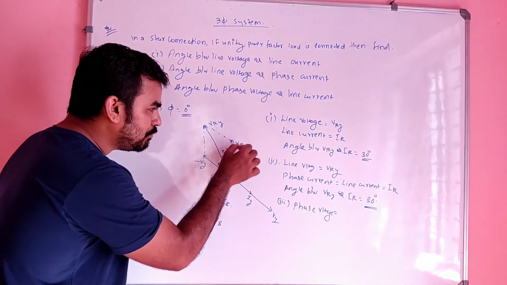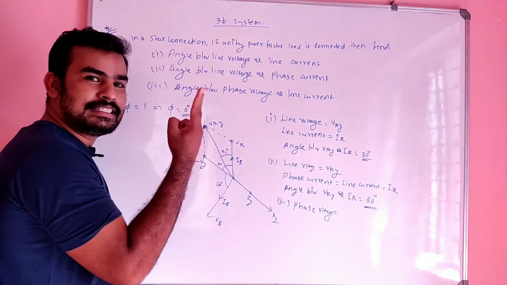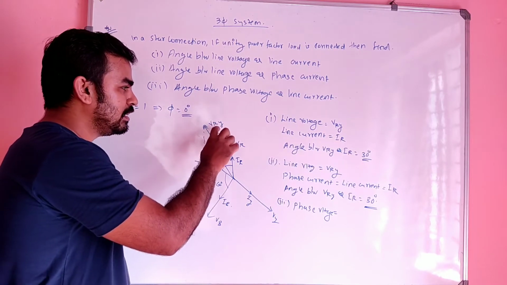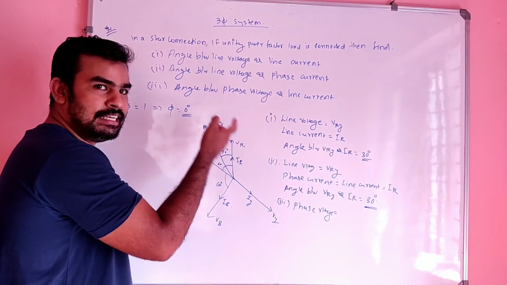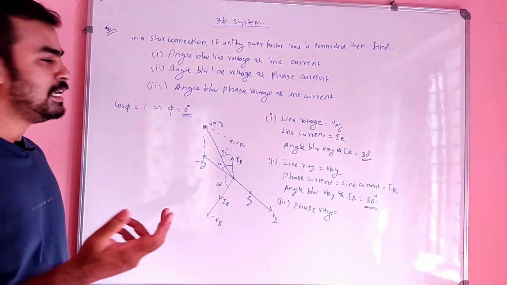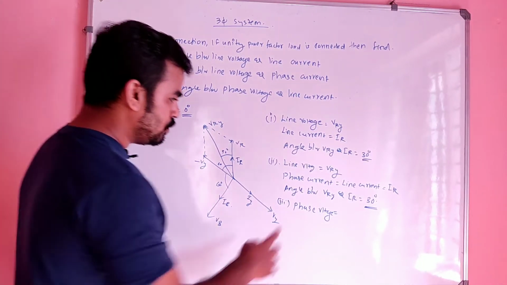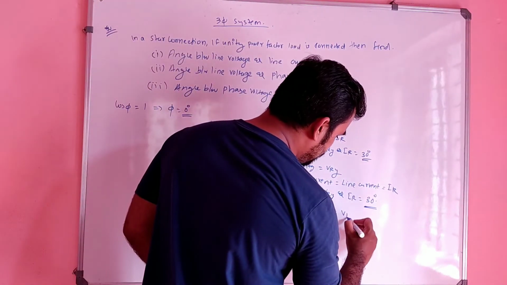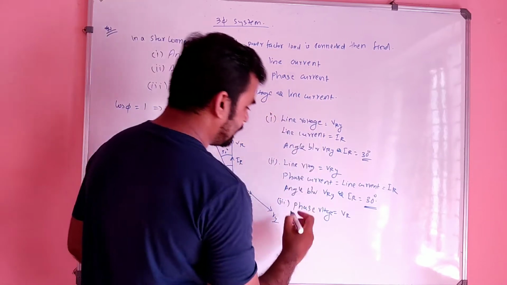Phase voltage is nothing but VR, VY, VB, all are phase voltages. When there are two terms in the subscript, like VRY, VYB, VRB, all are line quantities, right? A single term means it's a phase quantity. That's the trick to find. So phase voltage is simply VR, right? And we have to find the phase voltage and line current.